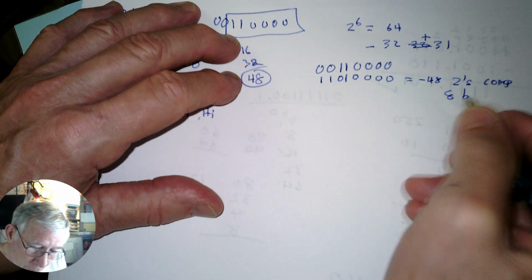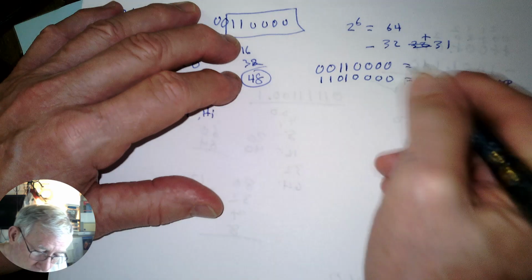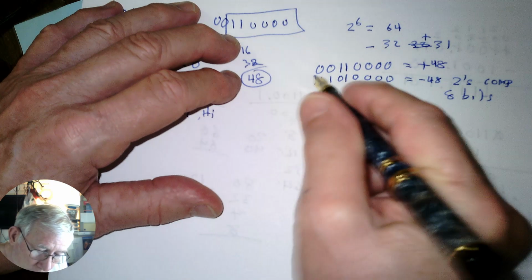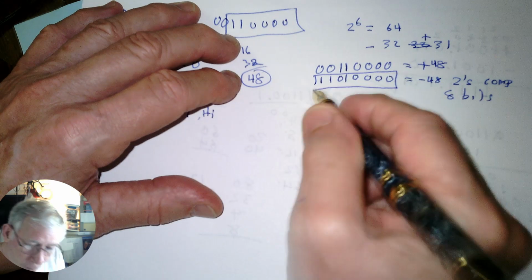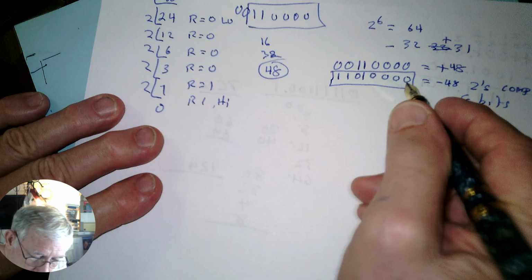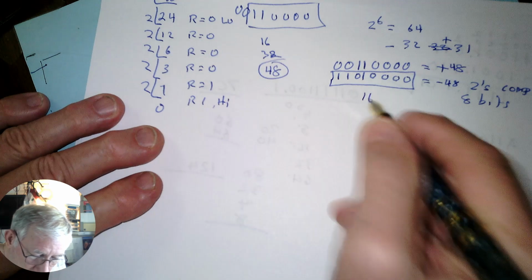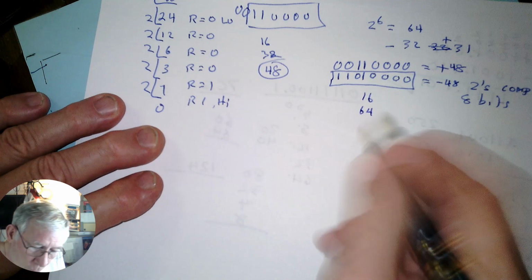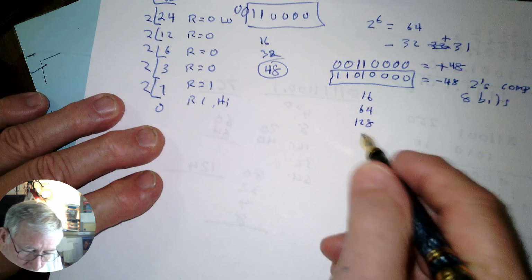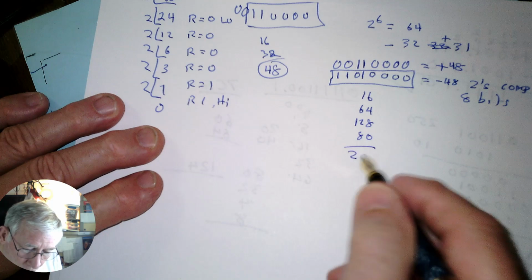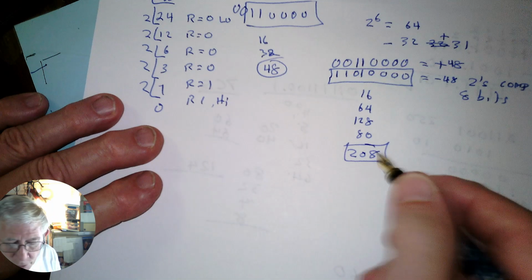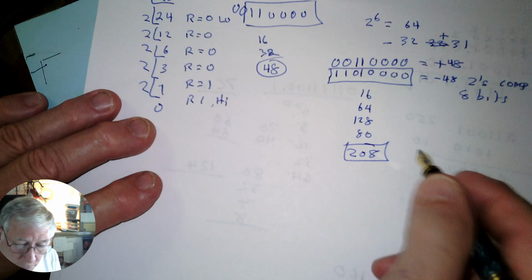8 bits. And this is plus 48. Now notice you can't count up the binary bits here and figure out what it is. If we added up the bits, so what is it? It's a 1, 2, 4, 8, 16, 64, 128. So 16 and 64 is 80. So that's 208. So that's 208 if it's an unsigned number, but it's not an unsigned number, it's 2's complement, so it's minus 48.